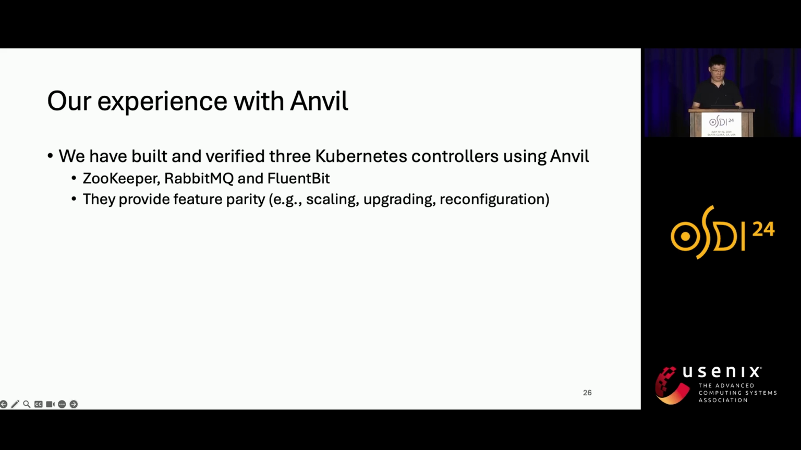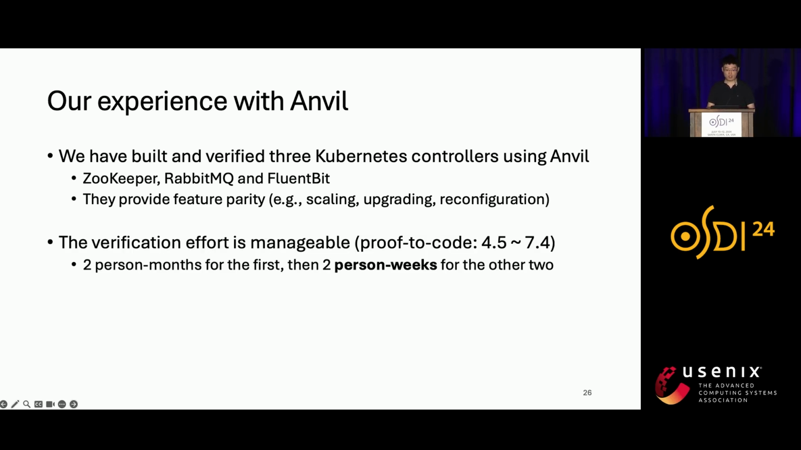So with Anvil, we have built and verified three Kubernetes controllers for managing ZooKeeper, RabbitMQ, and FluentBit on top of Kubernetes. And for each controller, we use the existing, mature, and widely used controller implementation as a reference to write our own implementation. And our controllers provide feature parity. They implement important features, including scaling, upgrading, reconfiguration, and so on. The verification effort is manageable. The proof-to-code ratio is around 4.5 to 7.4.